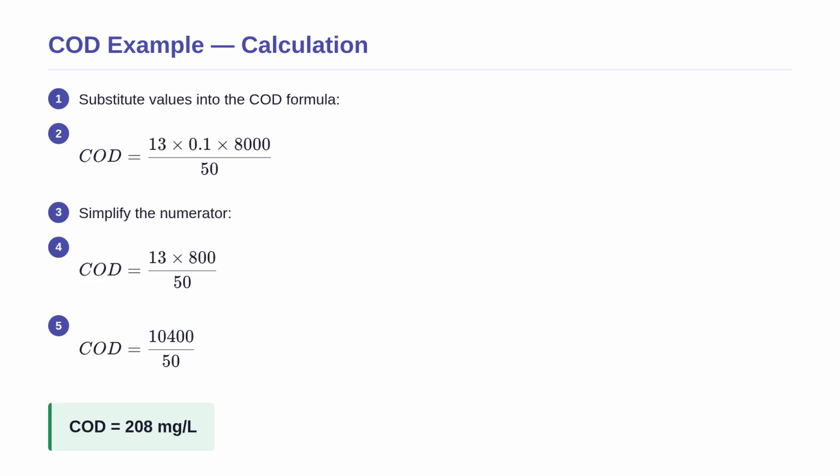With our titrant difference calculated, we can now find the final chemical oxygen demand. We substitute our difference of 13, the normality of 0.1, and the constant 8,000 into the numerator. We multiply the normality by the constant to get 800. Then we multiply 13 by 800, which gives us 10,400. Finally, we divide this result by the original sample volume of 50 milliliters. The final calculation reveals a chemical oxygen demand of 208 milligrams per liter.